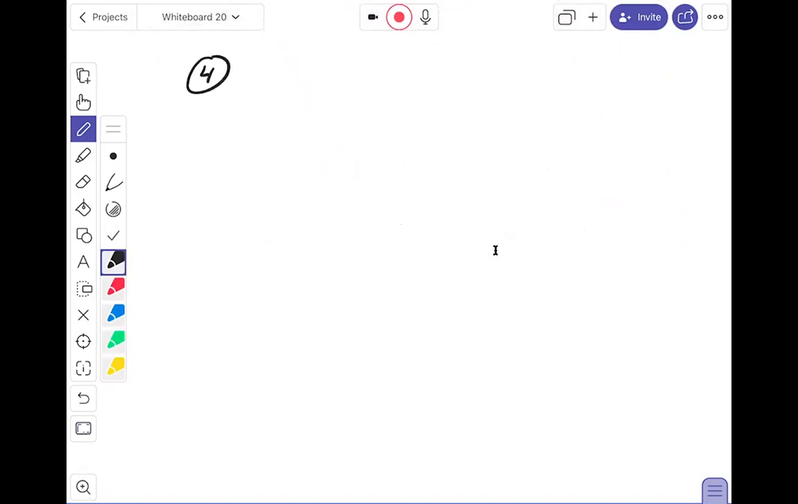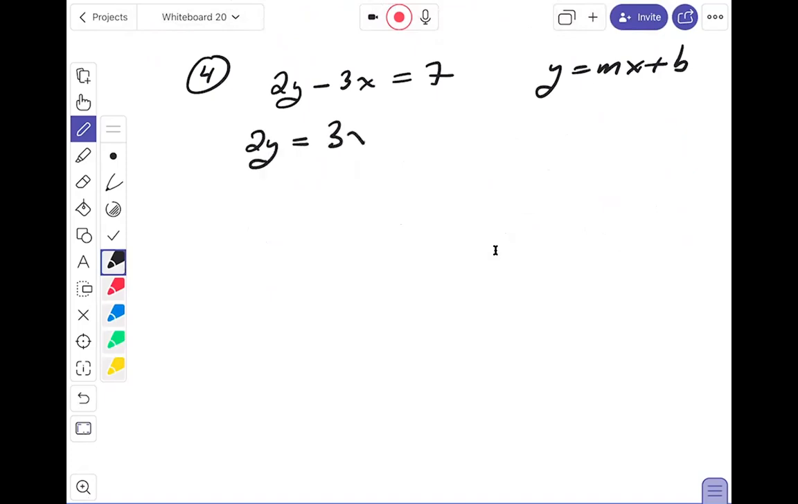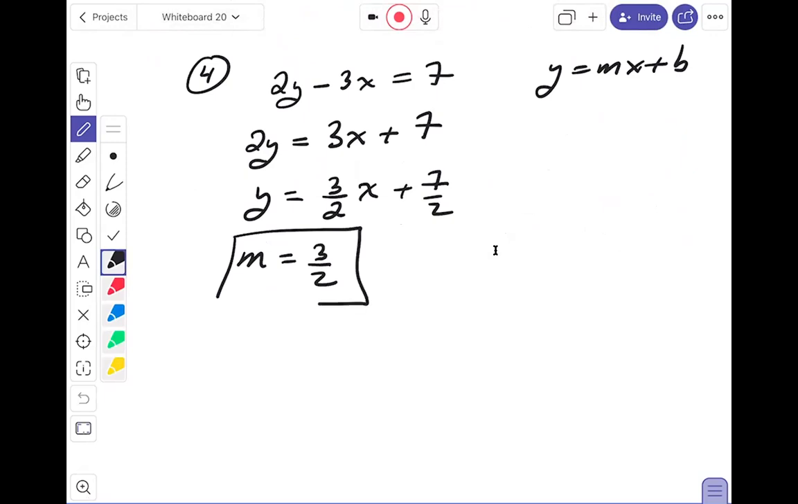So number 4, what do you see? 2y minus 3x equals 7. What I would recommend you do is get it in the form y equals mx plus b. Let's put that down. 2y equals, I'm going to add 3x to both sides, and then I'm going to divide both sides by 2. What do you get? 3 over 2 x plus 7 over 2. Immediately, I know what m is. What's m? 3 over 2. Immediately, I know what the b is. What's b? 7/2.